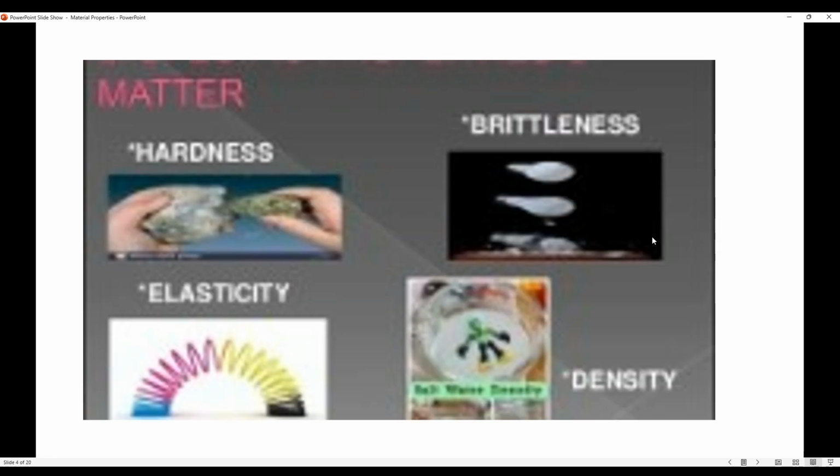These are some different properties of material. Some materials are very hard, so hardness, elasticity. Some materials are elastic, they're very flexible. Some materials are very brittle, they break easily, and some materials are very dense. Let's look at this in detail.